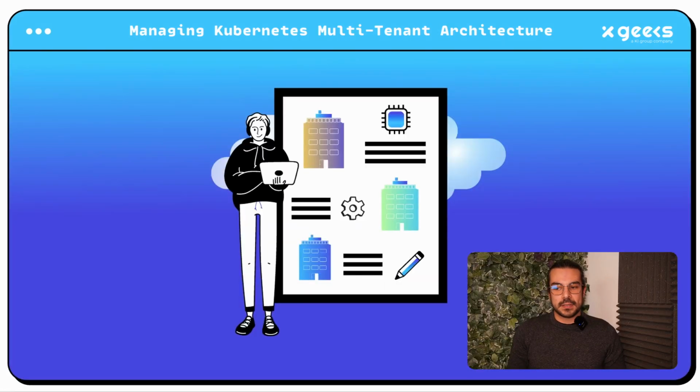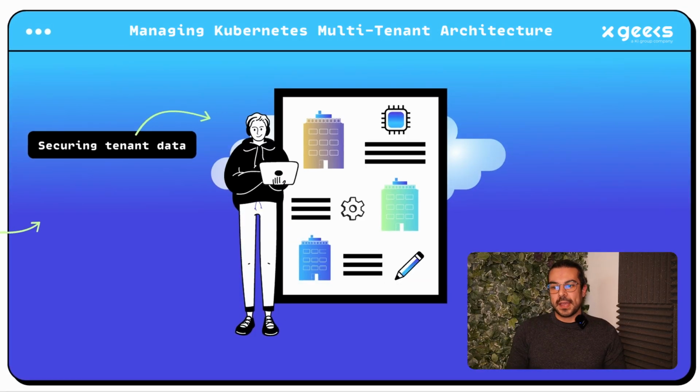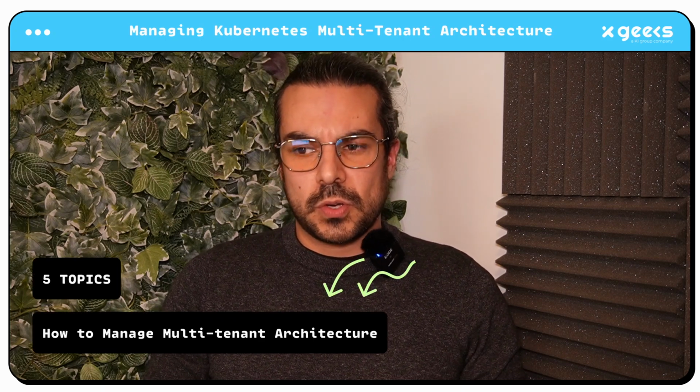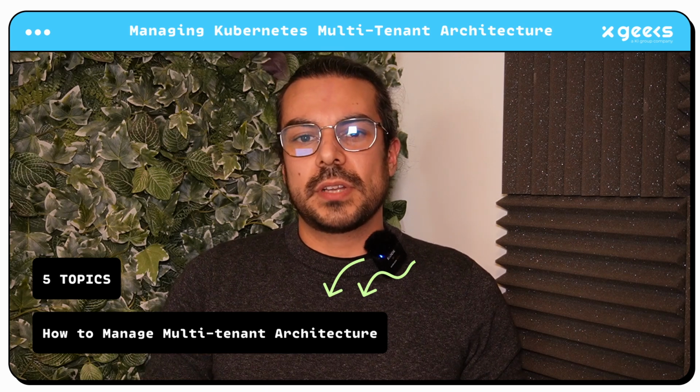Kubernetes multi-tenancy surely has its complexities, right? From securing tenant data to optimizing resource distribution, the role of a Kubernetes administrator is both vital and demanding. So today, we are here to break down how to manage a Kubernetes multi-tenant architecture into 5 topics. The first topic, and probably the most important one, is isolation.